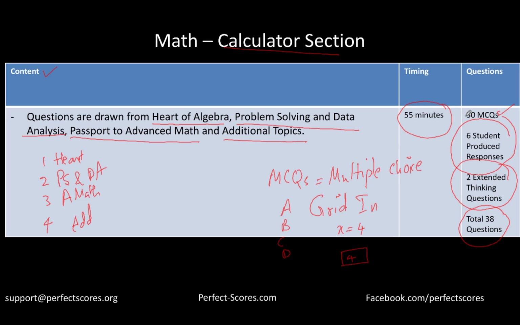So you get 30 MCQs, 6 student-produced responses, and 2 extended thinking questions, which come in pairs. They're kind of connected with each other. So you have a total of 38 questions.